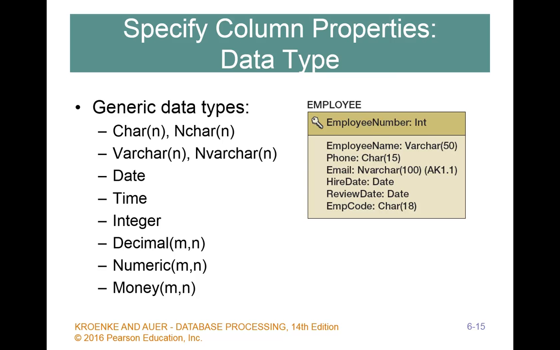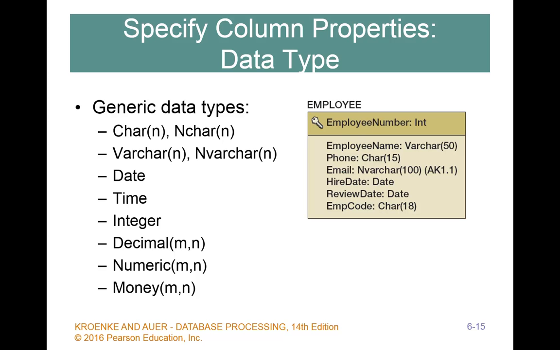So for our primary key, we've indicated that it's an integer data type. For employee name, character with a 50 character constraint. The phone number is a character data type with a 15 character limit, as well as the email. And then we have date data types for hire date and review date, and again string values for our employee code, limited to 18 characters.